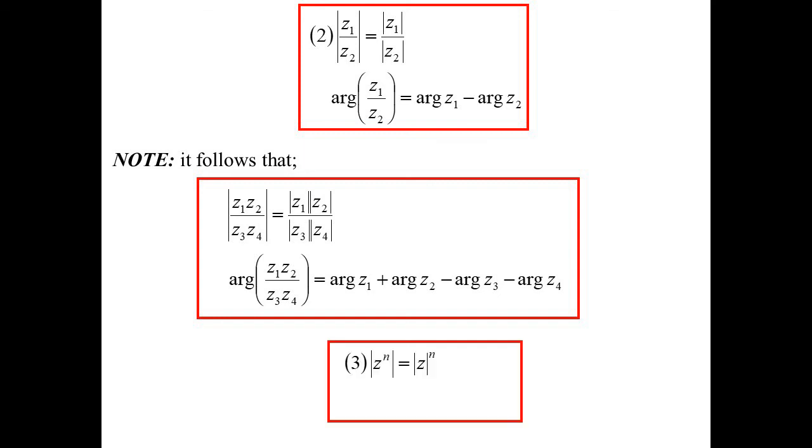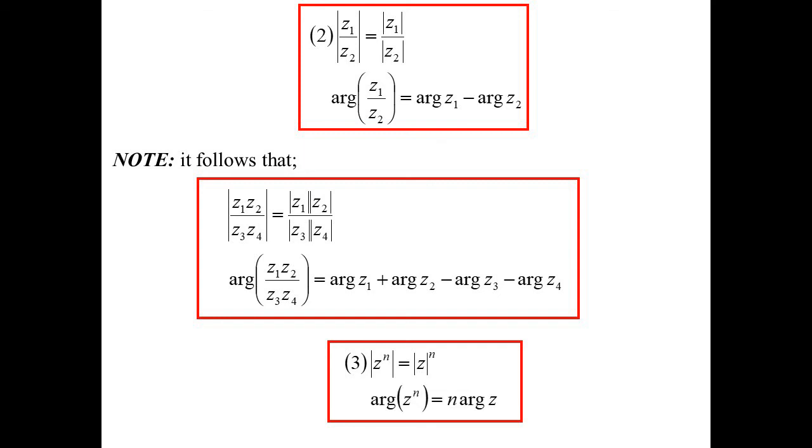Z to the power of n then. Well, the modulus of z to the power of n, I could think of it as mod z times z times z, and so on, like n of them. Well, we said we could find each individual one first if we wanted to. So I could have said that's the same as mod z times mod z times mod z, and so on. So we get mod z to the power of n, basically.